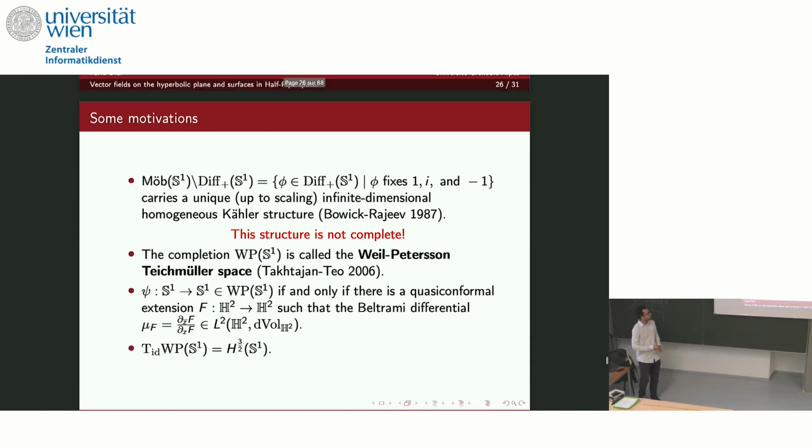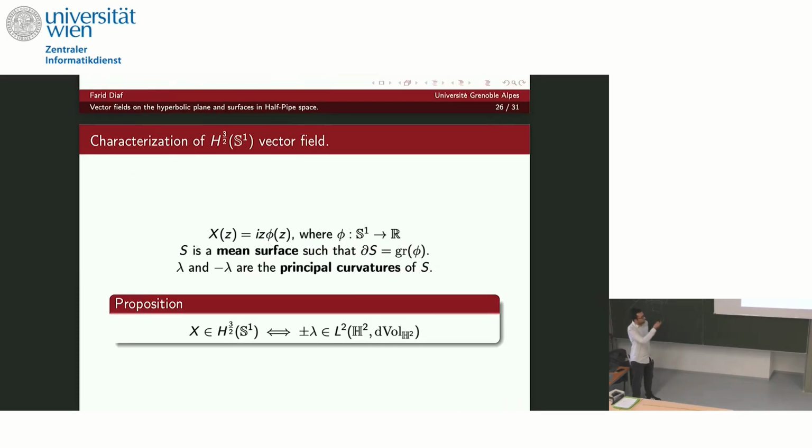And in fact, the tangent space identity of this manifold is H3 Sobolev vector field. Okay, so this is the result. H3 is equivalent to saying that the principal curvatures are square integrable. Let me motivate this result by giving you an analog of it for homeomorphisms. A homeomorphism is in the Weil-Petersson class if and only if the principal curvature of something is L2.